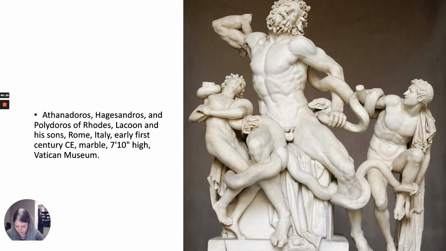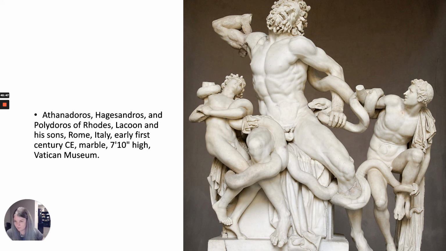So Pliny the Elder, again our historian, who we have a lot of information because of him, attributes this to these three sculptors, and it's unearthed in 1506, dug up in the presence of Michelangelo. Famous guy, has a Ninja Turtle named after him. If you take art history too, we'll talk about him a lot.